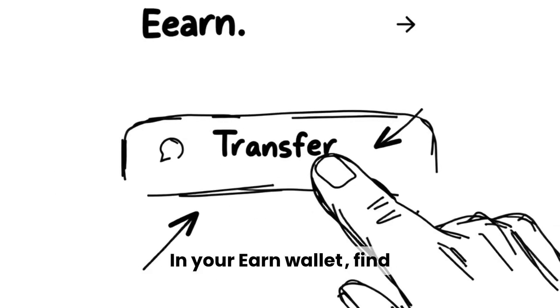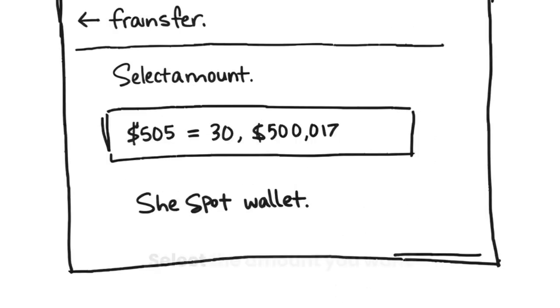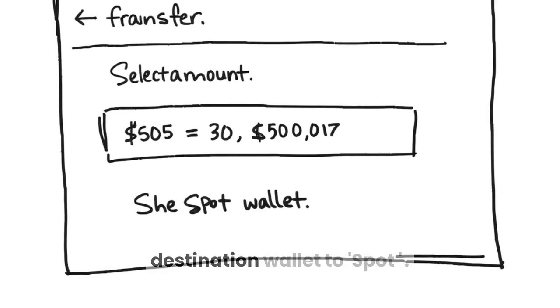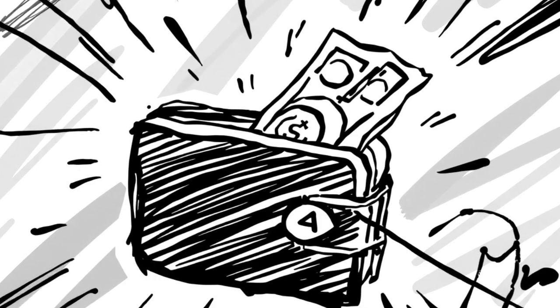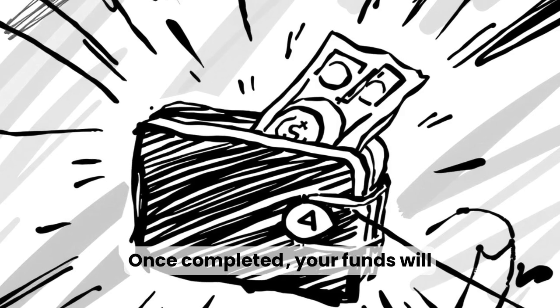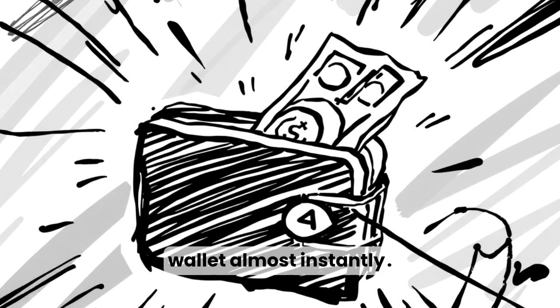In your Earn wallet, find the Transfer button. Click it to initiate the process. Select the amount you want to transfer and set the destination wallet to Spot. Finally, confirm your transfer. Once completed, your funds will be available in the Spot wallet almost instantly.